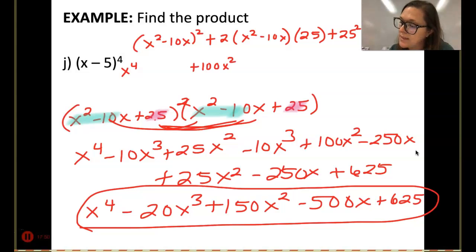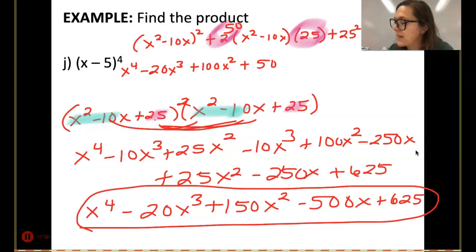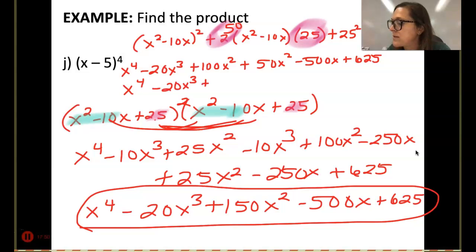Your middle would be x squared times negative 10x, which is negative 10x to the third, times 2, so negative 20x to the third. In the middle here, your 25 times your 2 is 50, and then I'm going to distribute my 50 through. So 50x squared minus 500x plus 25 squared, which is 625. See how that matches up with what we have down there by combining your x squareds. So x to the fourth minus 20x to the third plus 150x squared minus 500x plus 625.